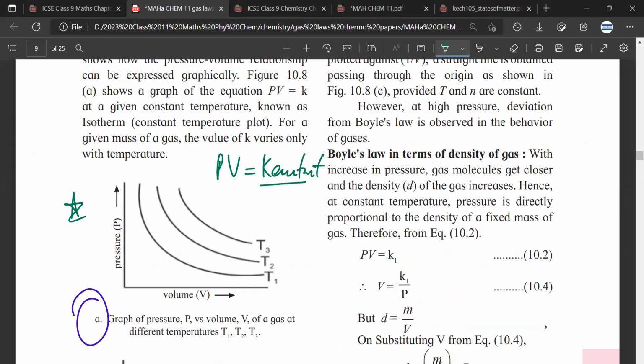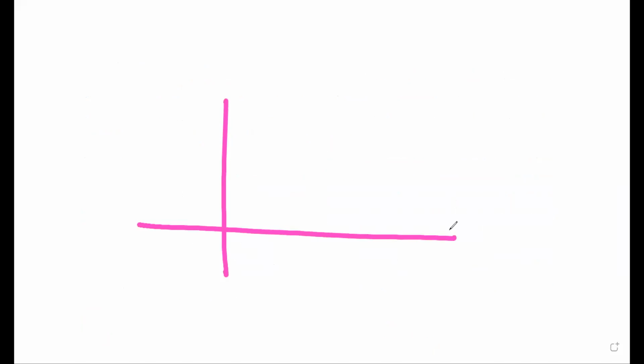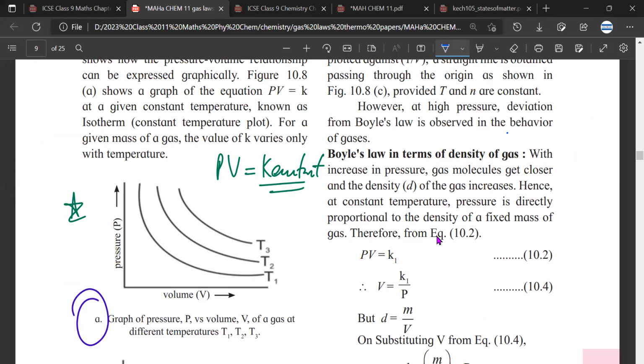Any doubt about this? No. Okay. Now, just copy what I am writing here. Boyle's law states that the temperature should be constant. So when we study this line, you see the temperature has been kept constant. Any doubt about this?